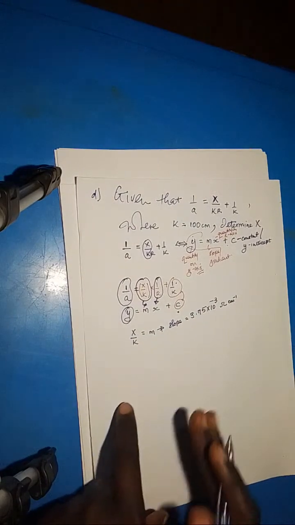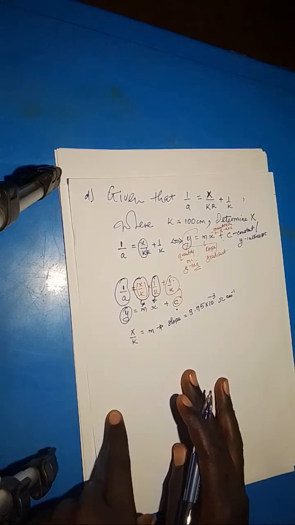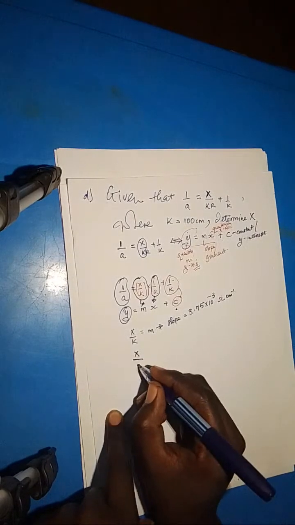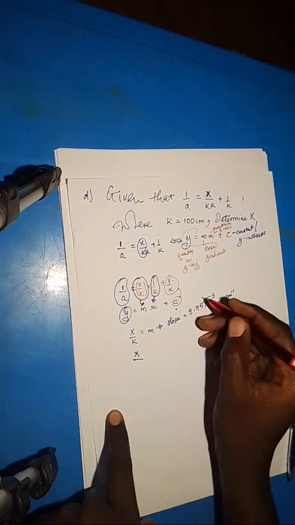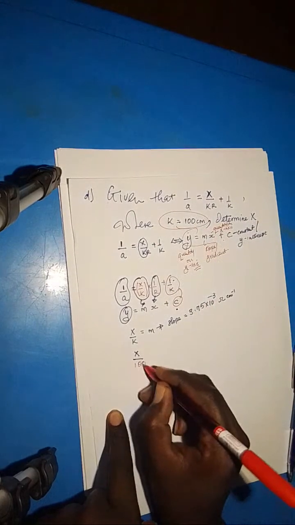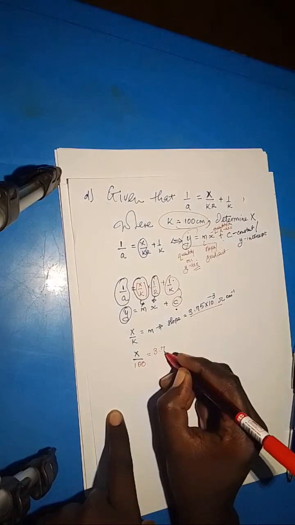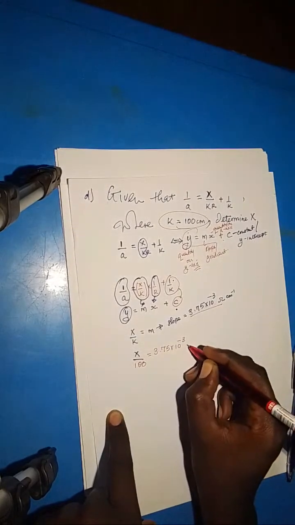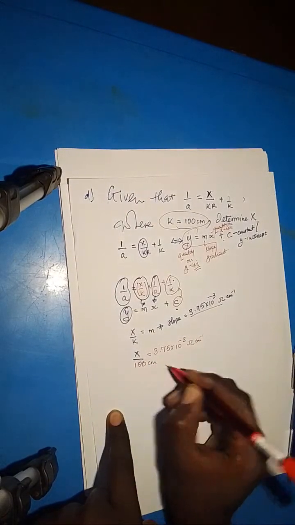We had that. Therefore, you just need to substitute that x over k, which is 100, is equals to our slope of 3.75 times 10 raised to power negative 3 ohm per centimeter. Remember, this one is in centimeter.